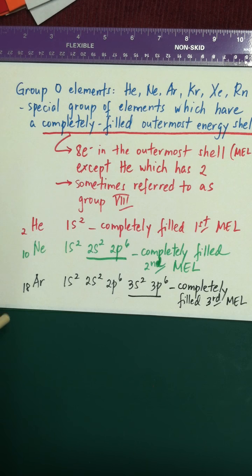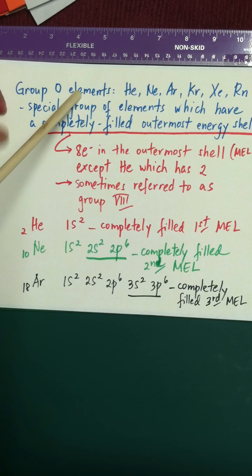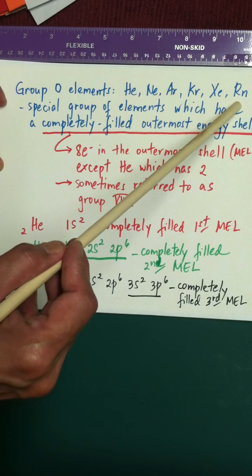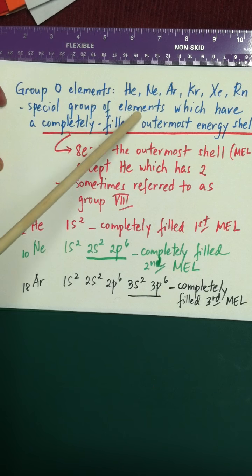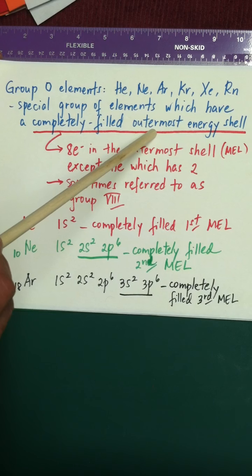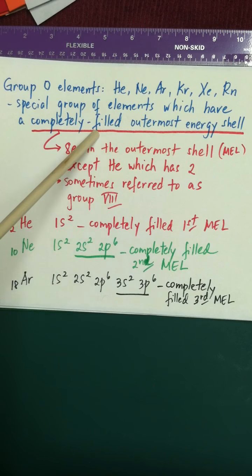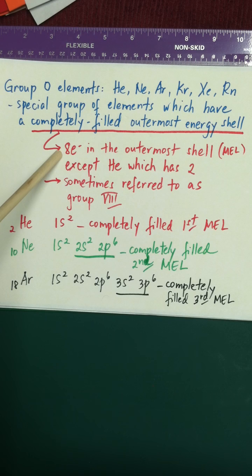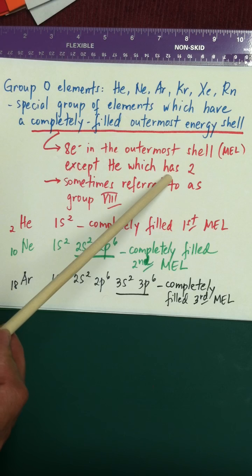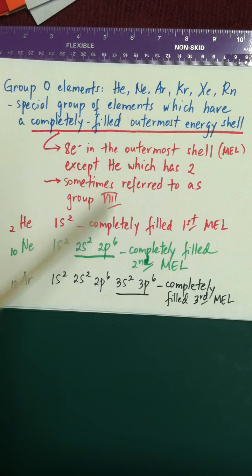Now, there is a special group of elements in the periodic table, and these are your group 0 elements. These are helium, neon, argon, krypton, xenon, and radon. They are a special group because they have a completely filled outermost energy shell, or main energy level. Completely filled means they have 8 electrons, with the exception of helium, which has only 2. For that reason, they are sometimes referred to as group A.